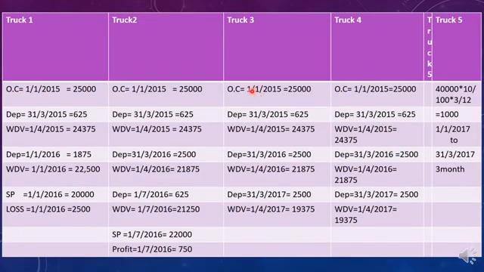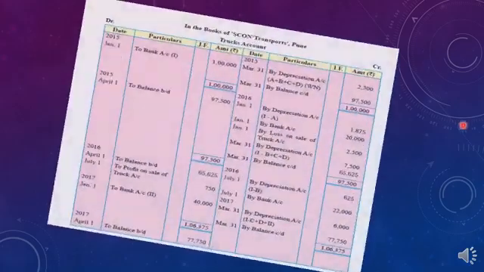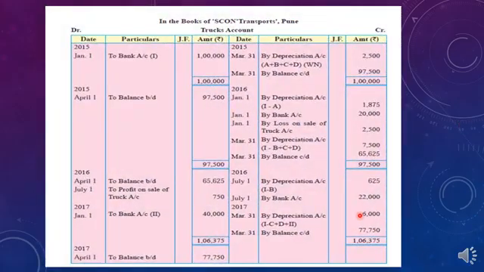You can see the third truck's depreciation in the third year is 2,500, the fourth truck's depreciation is 2,500, and the new truck's depreciation is 1,000. So the total is 6,000, which is written in the third year. You can see the 6,000, students.